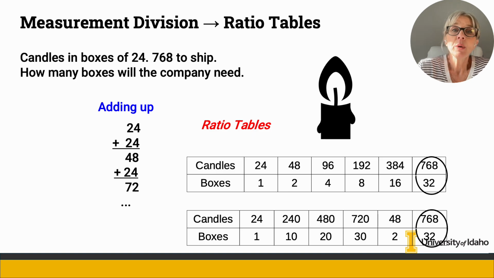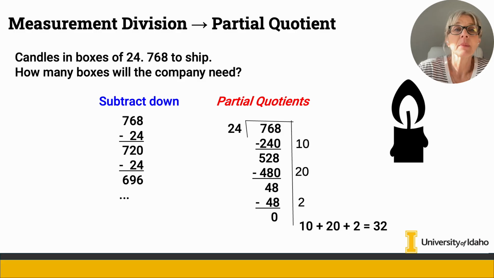When we use ratio tables for division, our answer isn't in the total, but rather the number of boxes it takes to reach that total. The other strategy students will tend to use in these types of problems will be subtracting down, repeated subtraction. Maybe they take away one at a time, though with these numbers we hope they will think to take out larger groups. This kind of informal strategy relates well to what we call partial quotients.